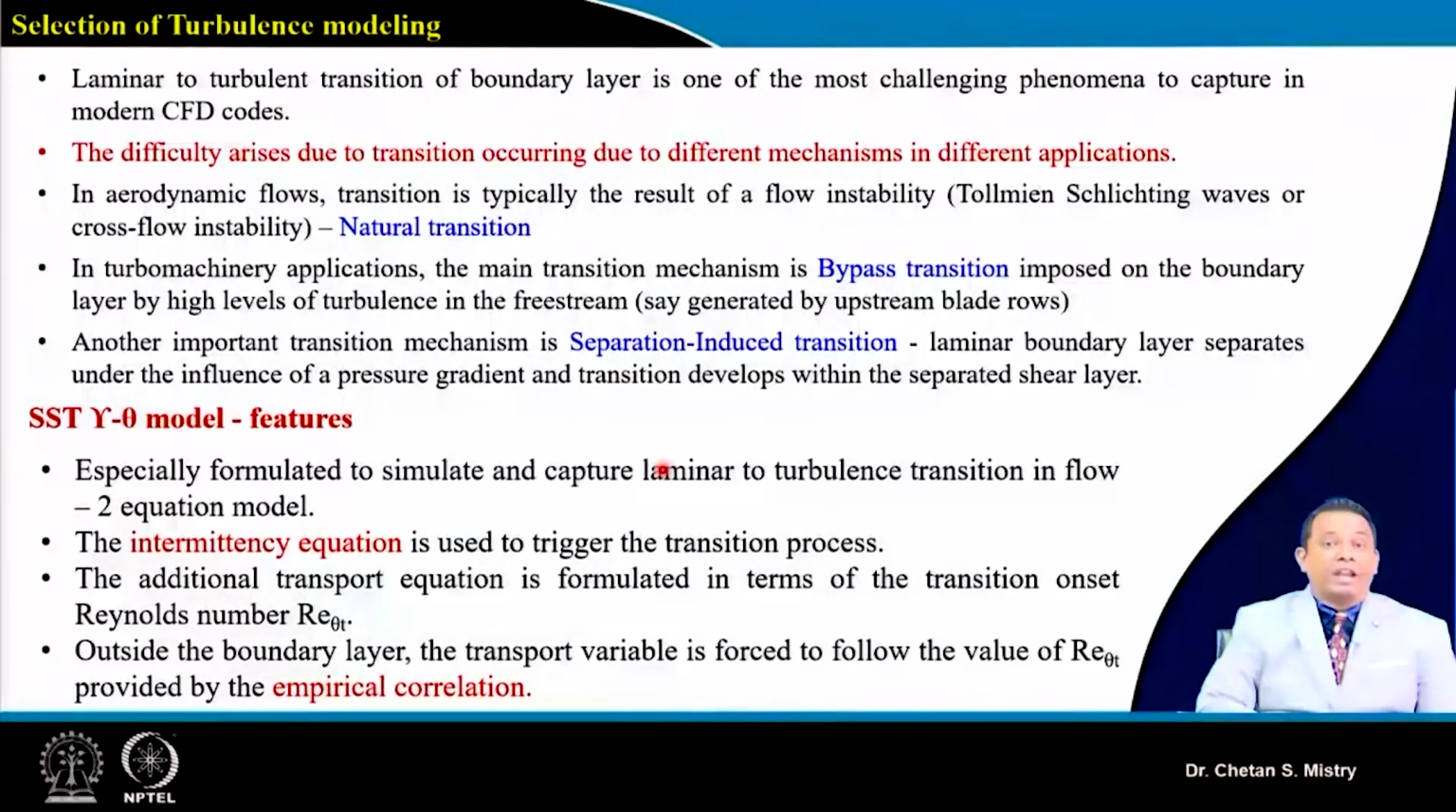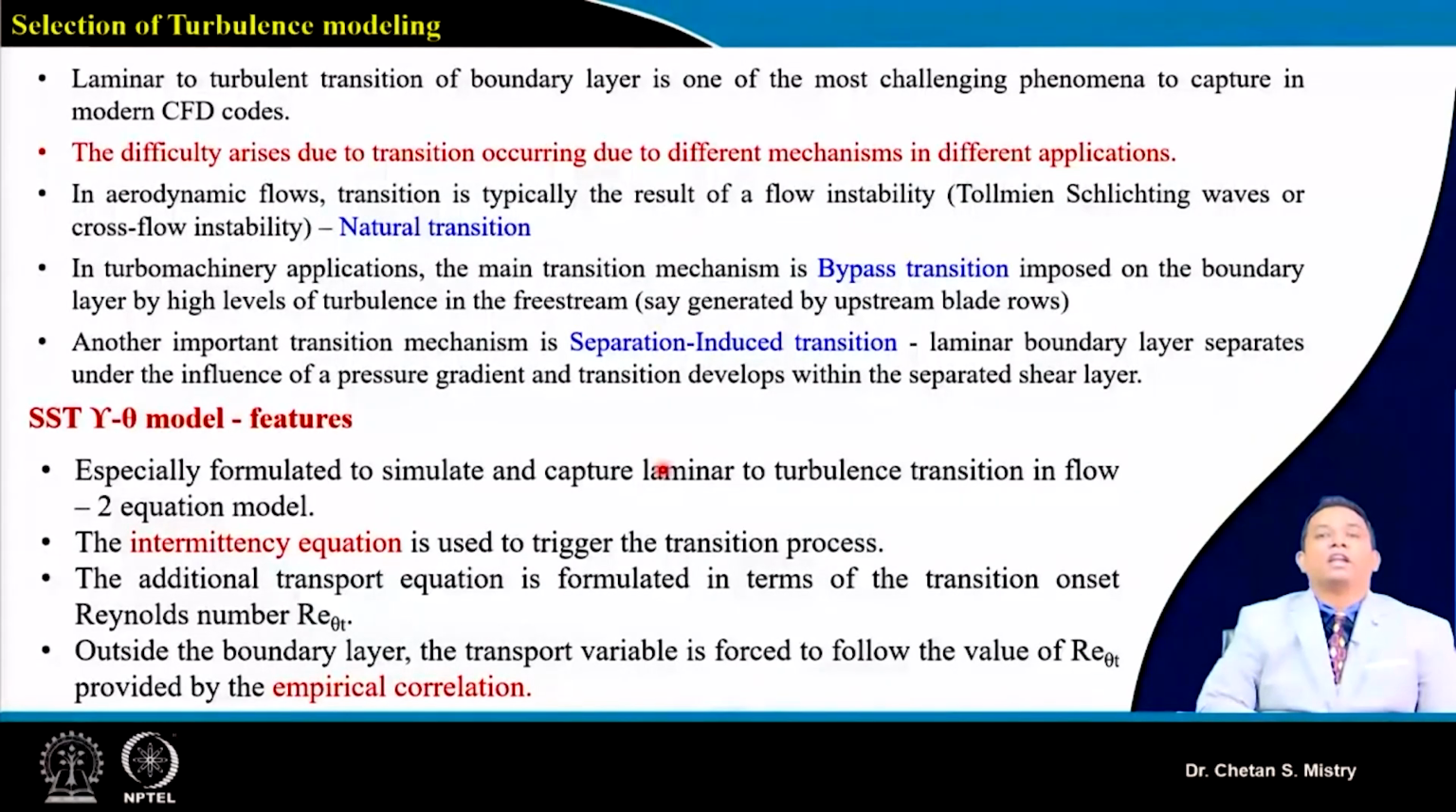Now in order to analyze such kind of flow, there is a new model people have proposed. It is called the SST gamma theta model. This is what is capturing the transition flow, that's what is required. The intermittency equation is what is solved, or that is called when we are talking for analysis purposes.